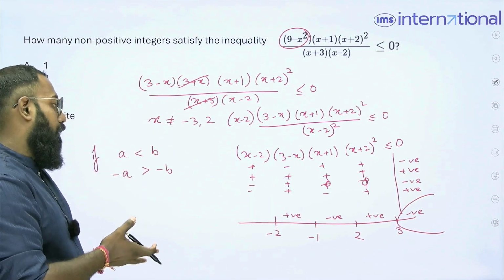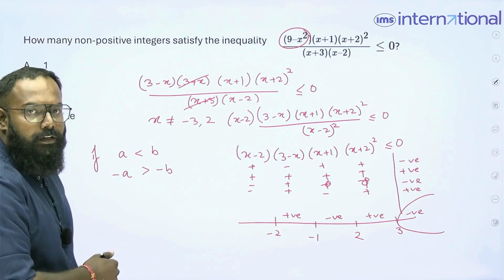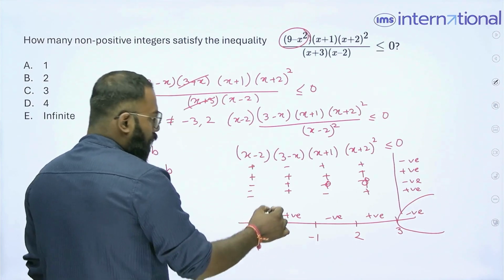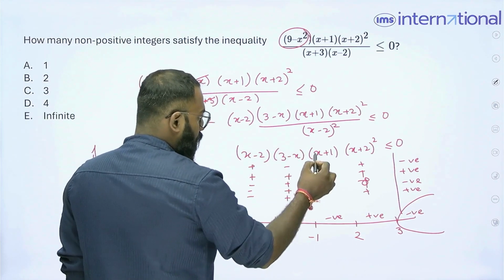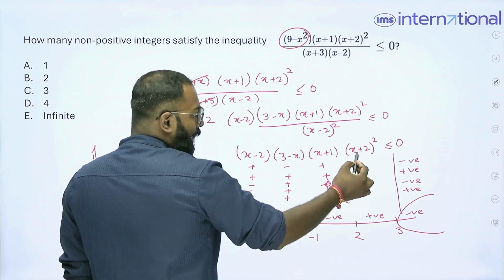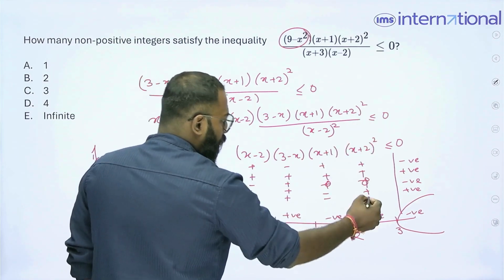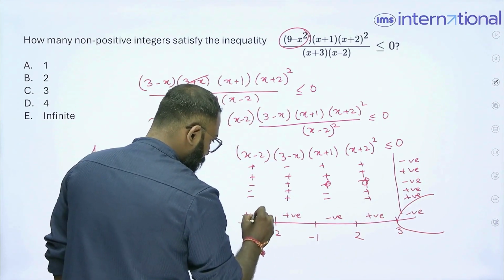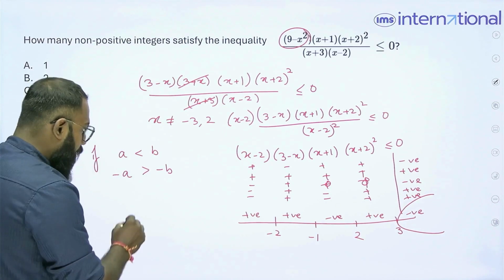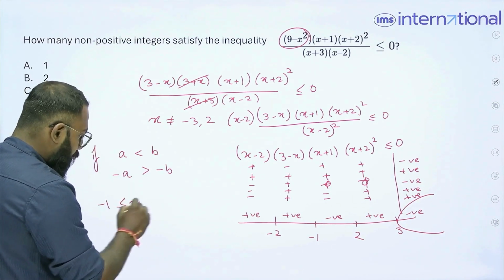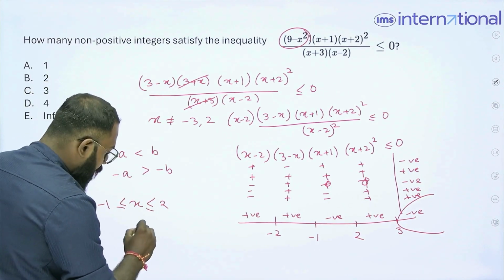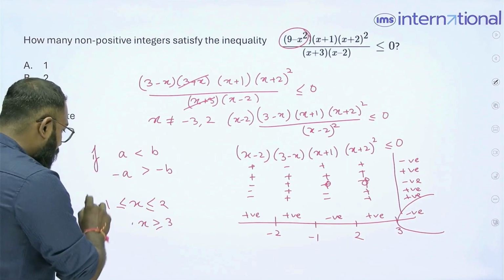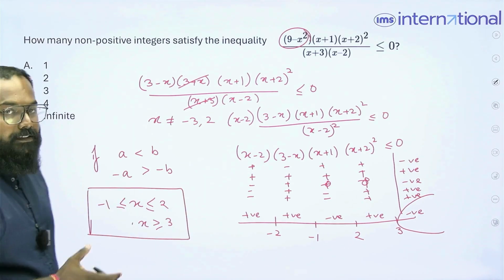Now for all values of x which are less than minus 2, let's suppose x is equal to minus 3. So minus 3 minus 2 is a negative value, 3 minus minus 3 is a positive value, minus 3 plus 1 is a negative value, and minus 3 plus 2 raised to the power 2 is a positive value, and hence we have the resultant as positive. That means for x between minus 1 and 2, and for x greater than equal to 3, these are the two ranges which will give me the solution.